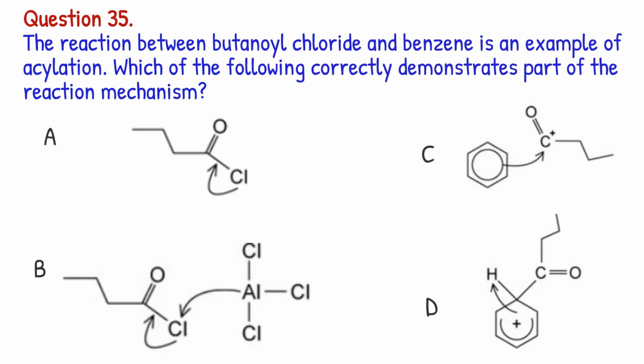Question 35. The reaction between butanoyl chloride and benzene is an example of acylation. Which of the following correctly demonstrates part of the reaction mechanism? The correct answer is C.